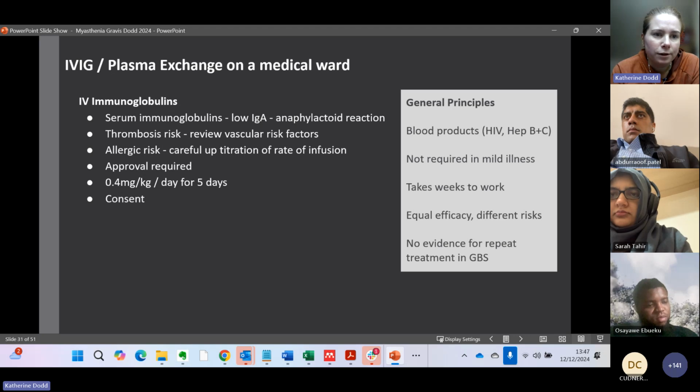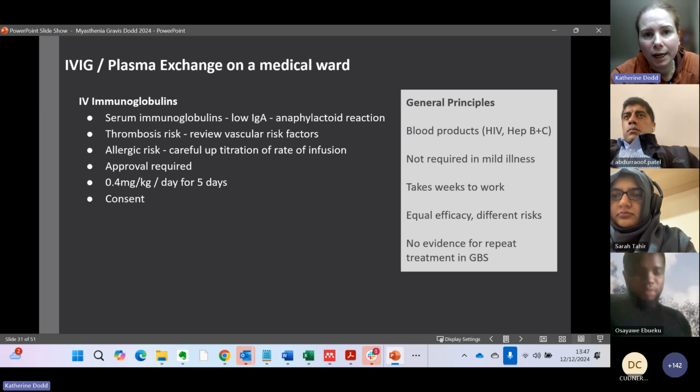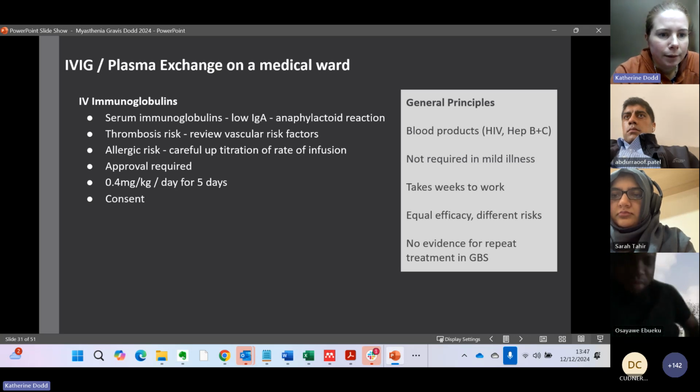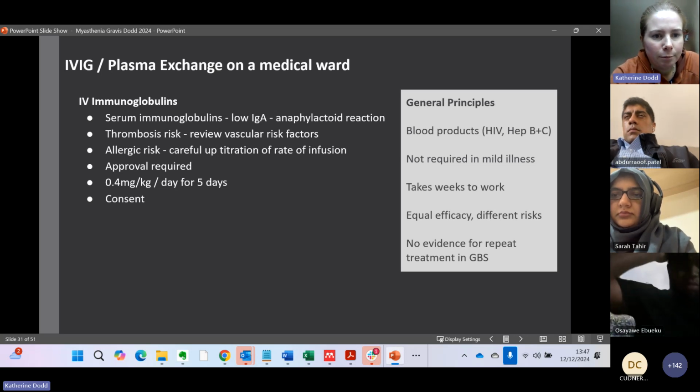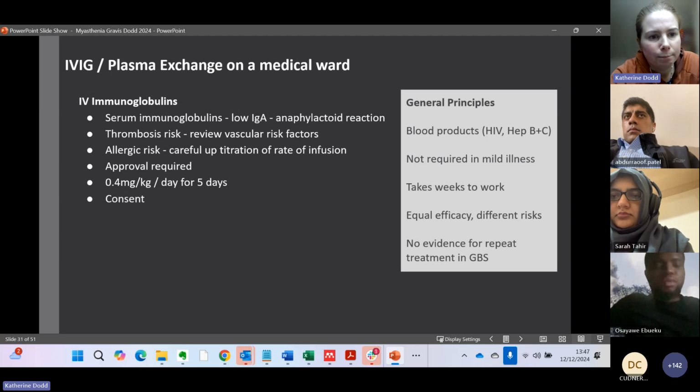There is a risk of just general allergy, and so the nurses must be following the guidance on how to start the infusion slowly and then up titrate the rate over time. Generally with the IVIG, you do need approval, but in an acute situation for acute myasthenic crisis, then that's okay. But for longer term treatment, we'd need to go to a panel and have it approved. So 0.4 grams per kilogram per day is the 2 grams per kilogram, split over 5 days, or it'd be 0.2 for the 1 gram per kilogram.